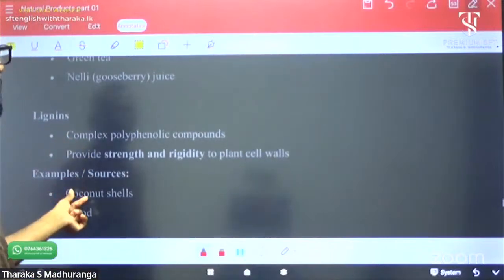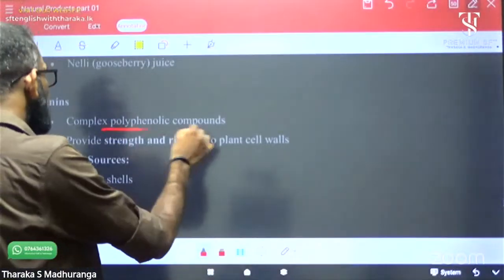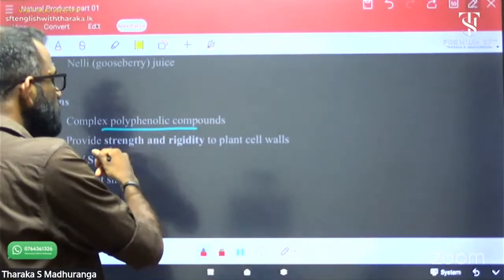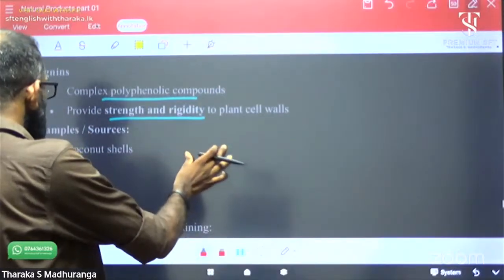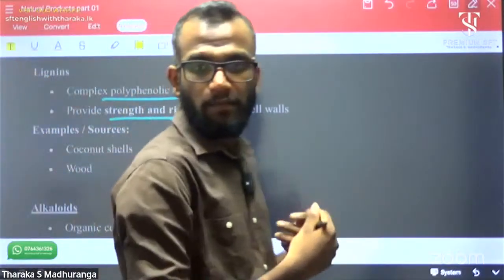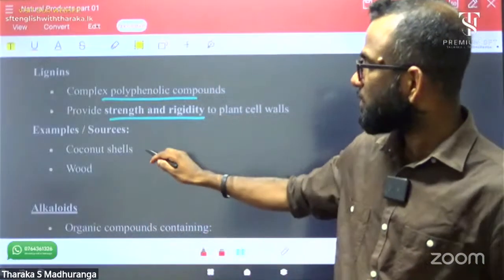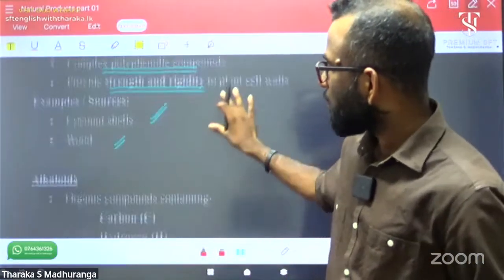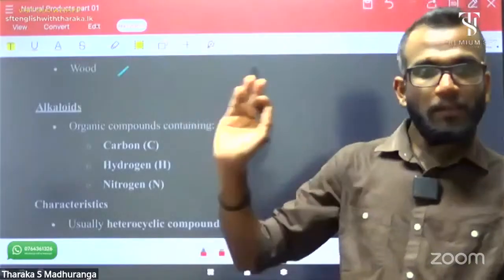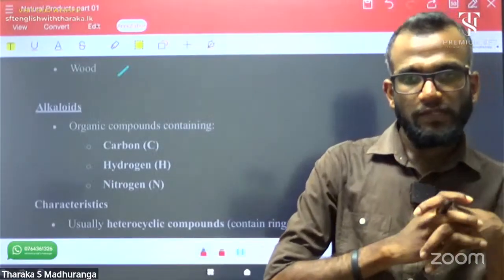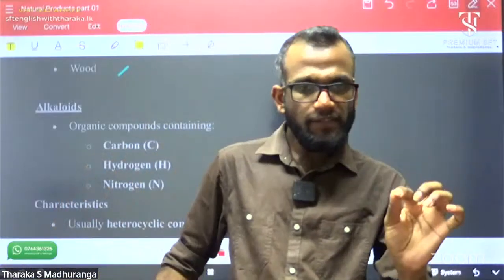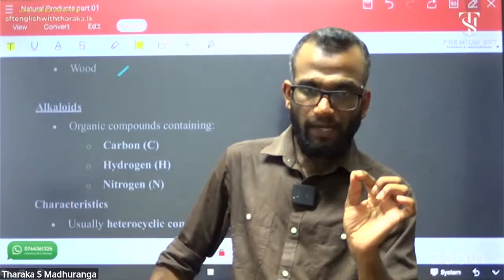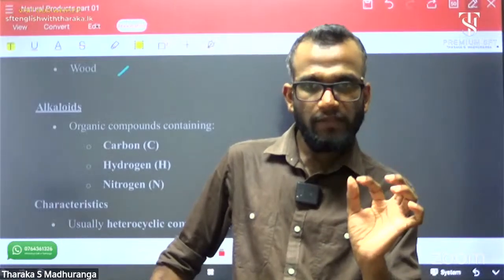Lignin is a complex polyphenolic compound. It's very complex. It provides strength and rigidity to the plant cell wall. Yes, it's contained in coconut shell and woods. They are the polyphenols and phenols. If you can remember this, the main characteristic is the antioxidant characteristic.